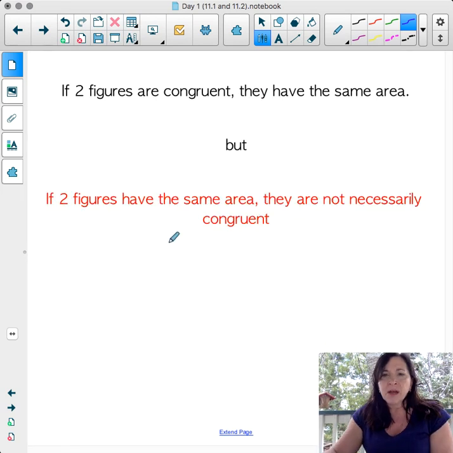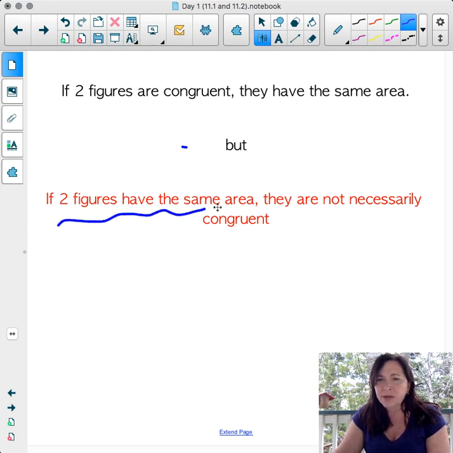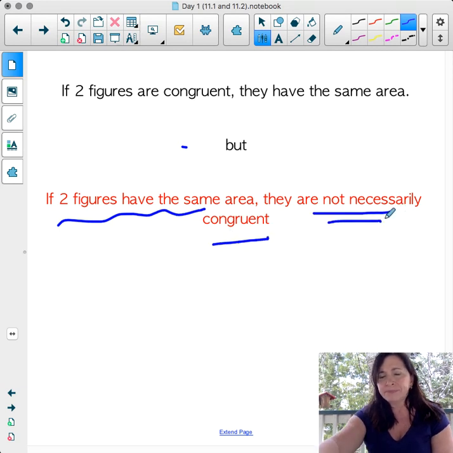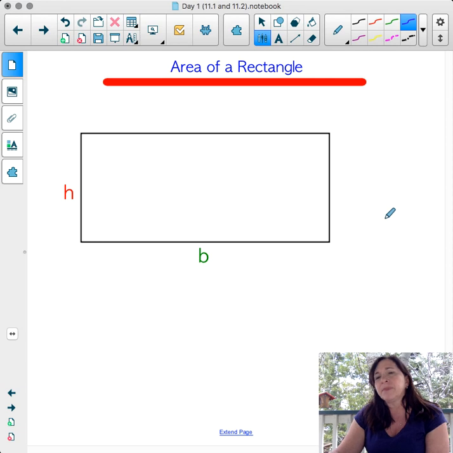Okay. So something to remember, if two figures are congruent, then they have the same area. But that doesn't mean that if two figures have the same area, they're necessarily congruent. So that's very important to remember. Okay. We're going to review some formulas just to make sure you have all the information for those.